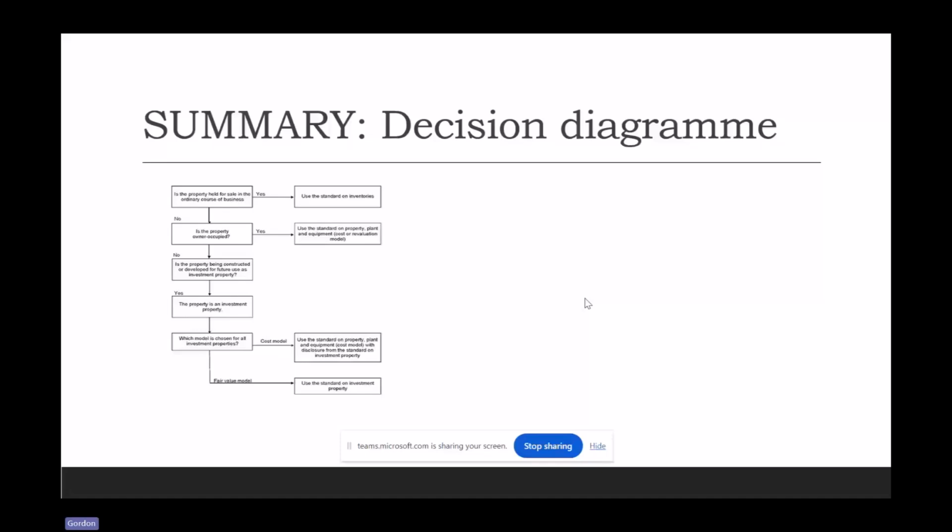So owner occupied, if the answer is yes, then you use the standard on property, plant and equipment, which is IAS 16. If the answer is no, then you ask yourself, is this property being constructed or developed for future use as an investment property? If the answer is yes, then the property is what? It's an investment property. Right?